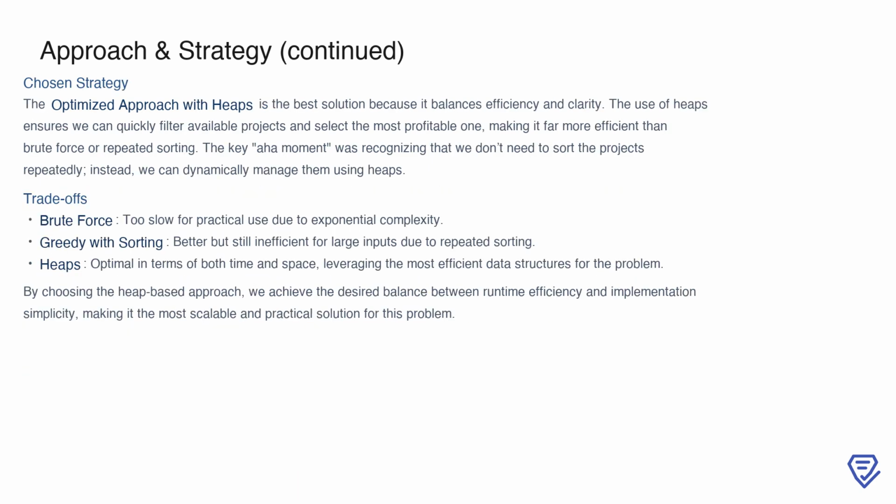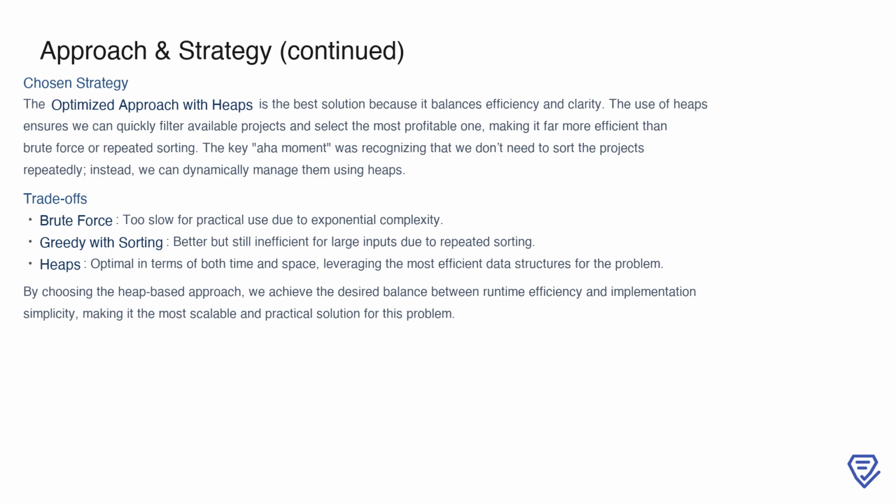After evaluating various approaches, the optimized strategy using heaps stands out as the best solution. By leveraging a min heap and a max heap, we can efficiently manage project filtering and selection, avoiding the need for repeated sorting. This method achieves the right balance between clarity and performance, making it far superior to brute force or sorting-based greedy approaches. The key insight here is that we don't need to sort the projects repeatedly. Instead, by dynamically managing the projects with heaps, we ensure that the selection process is both fast and scalable.